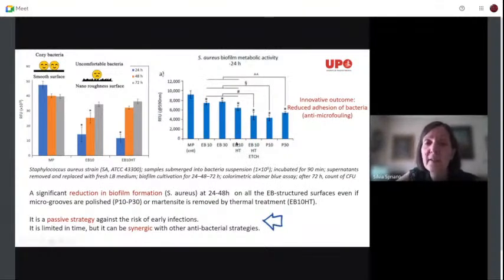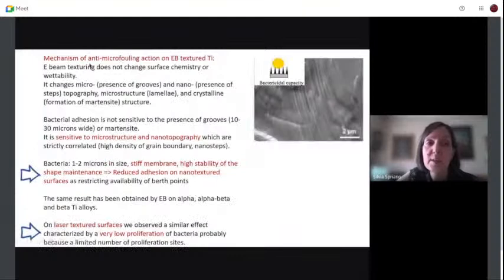And you can see that if you perform a high thermal treatment, that is the EB10HT, again you have the anti-adhesion effect, but in this case you have no martensite. So it is not related to the martensite. And at the end, we can say that the mechanism of anti-microfouling action of the E-beam textured surface is due to the high density of nanosteps on the surface.